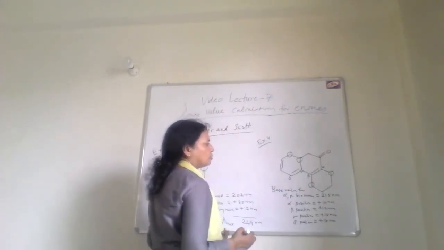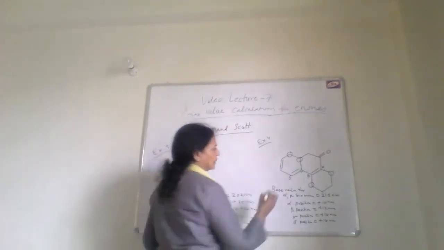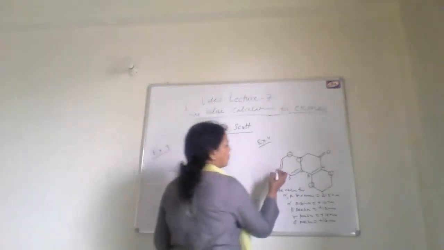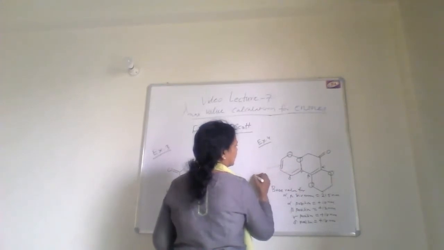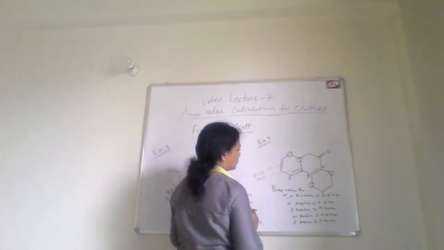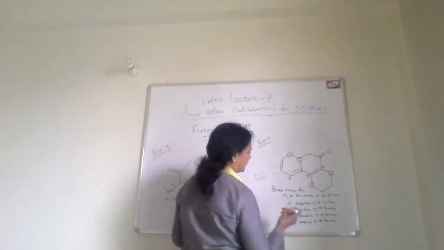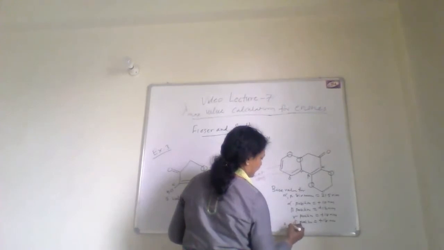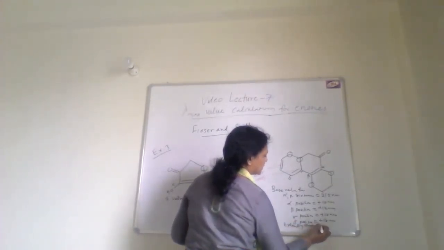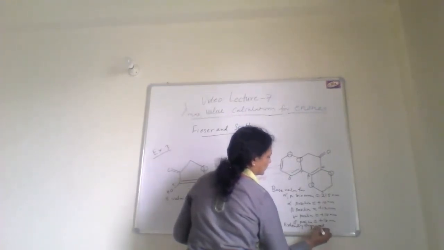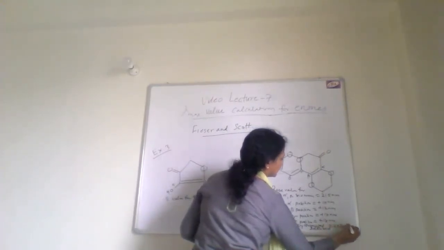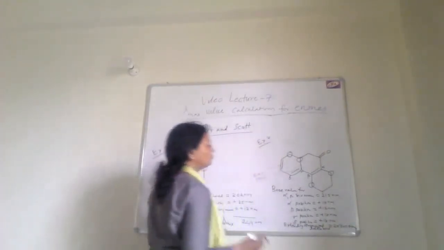Here there are extending conjugated double bonds, 1 and 2. 2 bonds are extended conjugated double bonds. So 2 extended conjugated double bonds are there. 2 multiplied by 30 is 60 nanometers. Right?